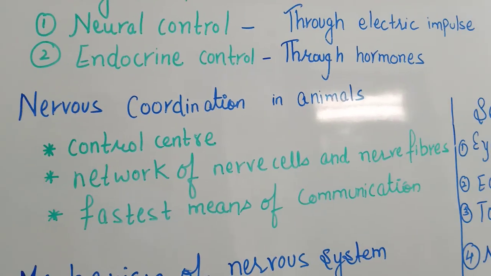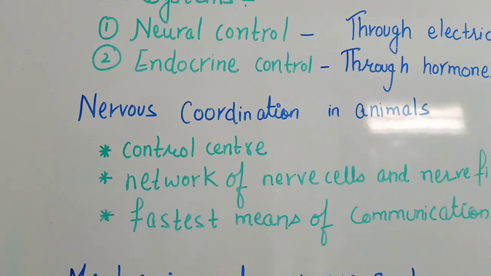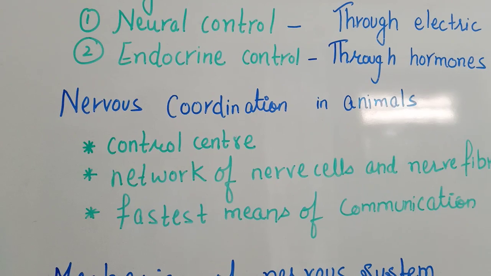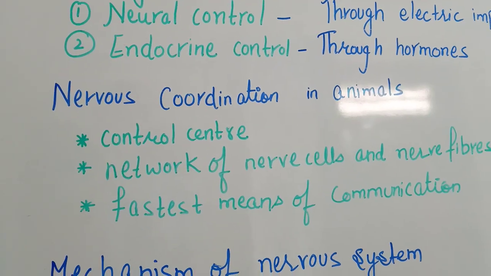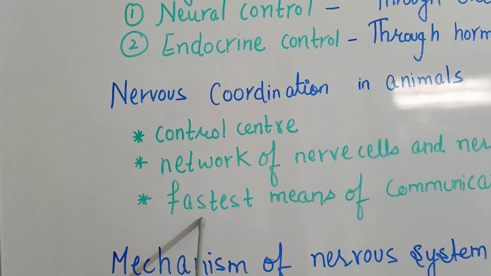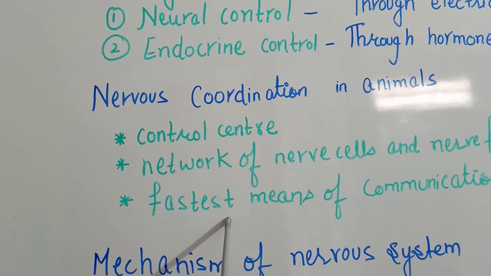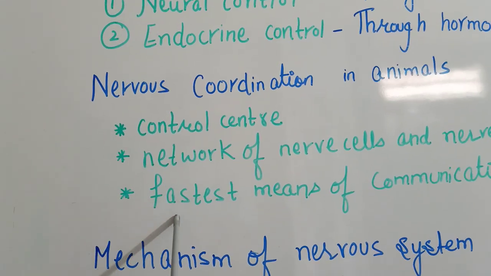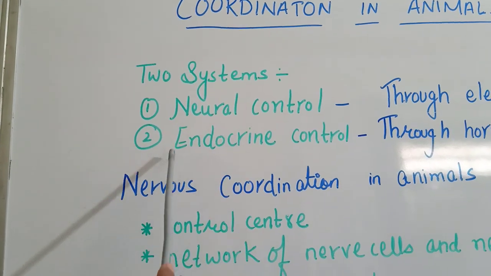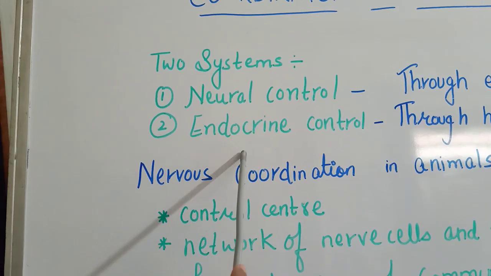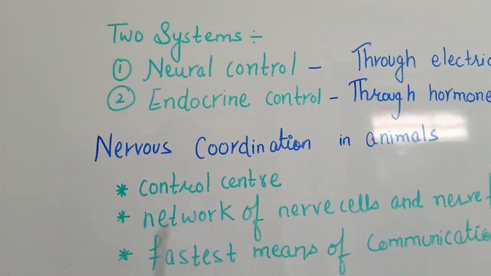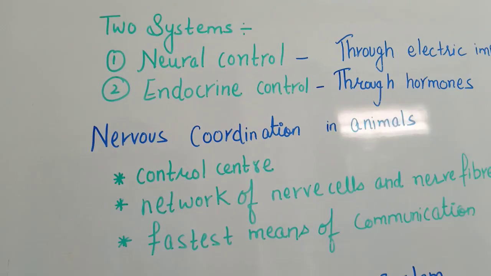We can also say that the structural and functional units of the nervous system are nerve cells. They are also called neurons. Later on we will discuss the structure as well as the function of a neuron. Next characteristic: coordination in animals through nervous control is the fastest means of communication. Of the two systems, neural and endocrine, neural control works very rapidly, but the endocrine system works in a slow manner.